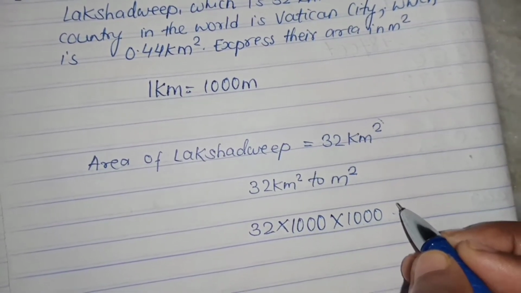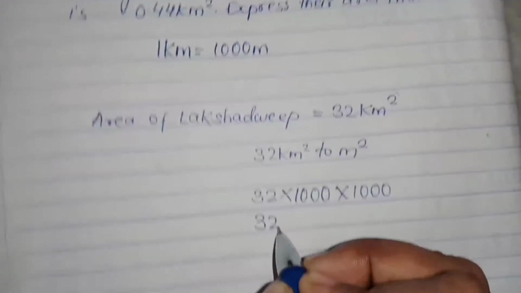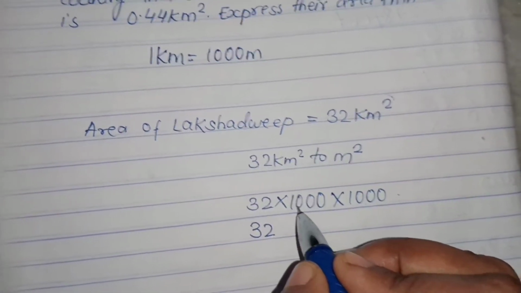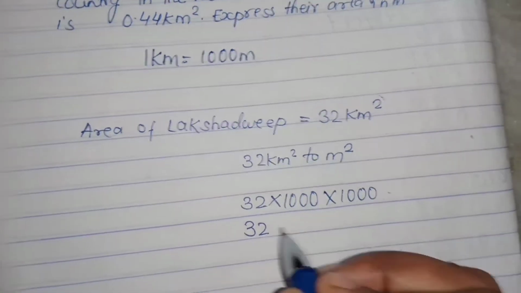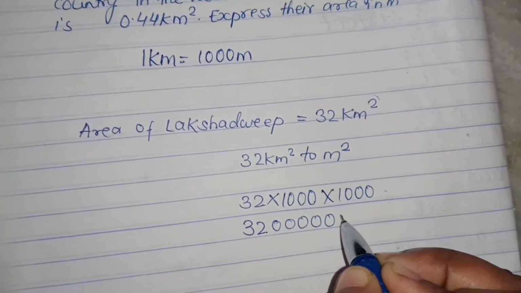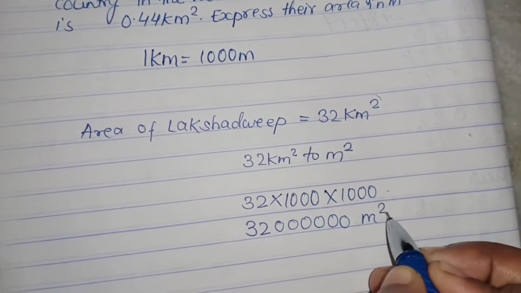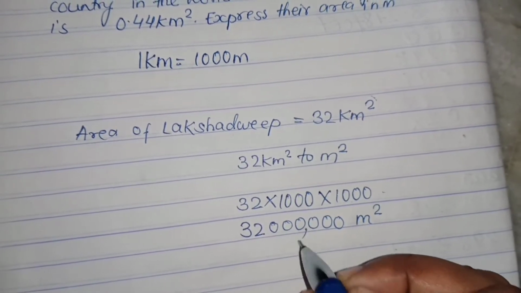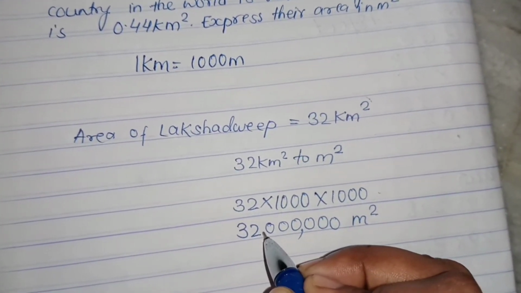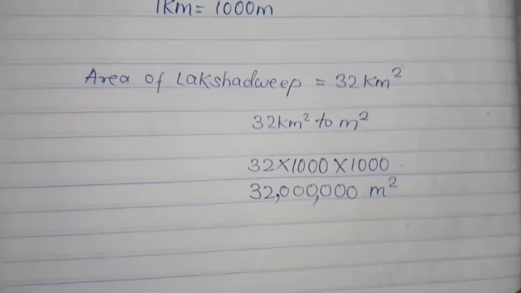Okay, so done. Now what you will write? 32, and you know the easy one multiplication. What you will do? You will add these zeros. Okay, 1 2 3 4 5 6, 6 zeros you will add. And what unit we have to put? Meter square. Okay, and you have to put comma. You can put it in the form of international or in the Indian system also. Okay, so I have put in international system.